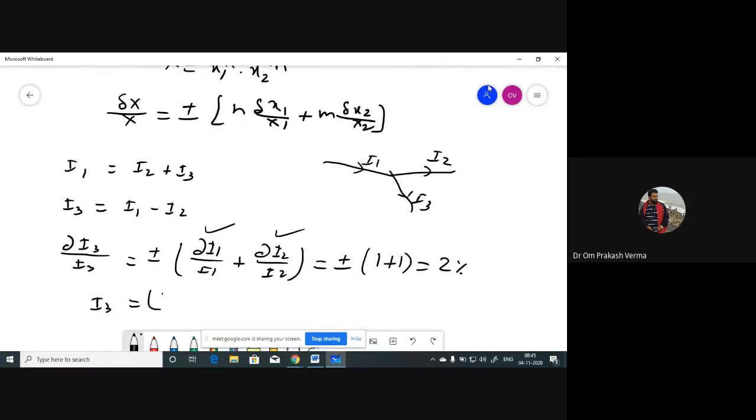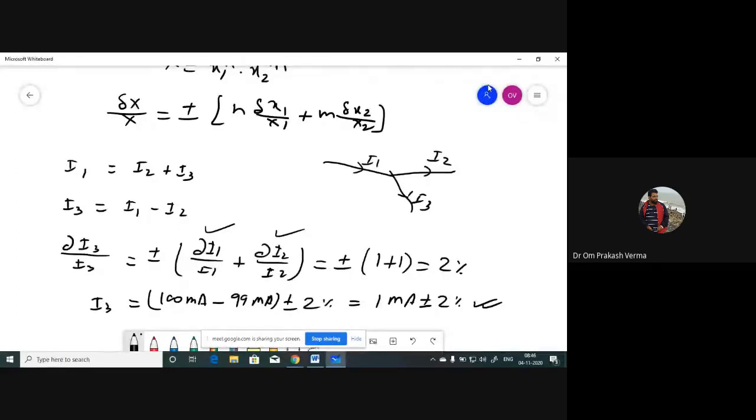I3 is 100 milliampere minus 99 milliampere, right? So it will give plus or minus 2%. So it will provide 1 milliampere with a limiting error of 2%. So this is the answer. Option C is the correct answer.